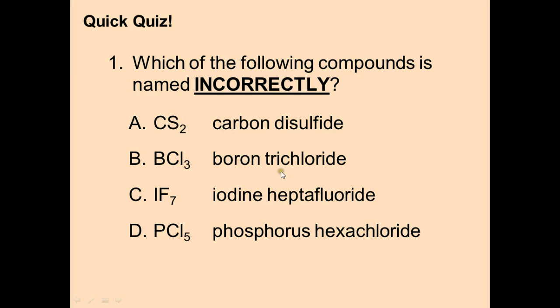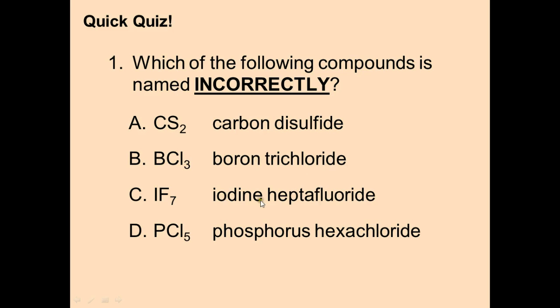Then we have boron trichloride. We have one boron, which is good, because again, there's an assumed mono here. And then we have tri for 3, so there are 3 chlorine. And then chloride, ide is the correct ending.